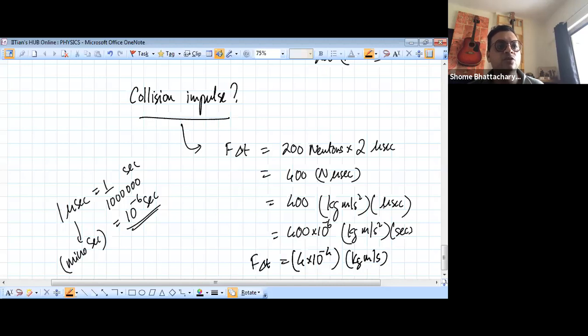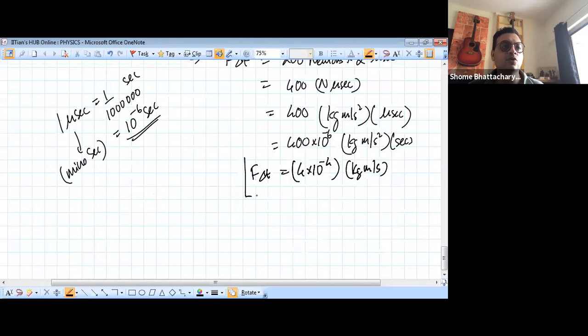Because it is force into time. What is the unit of force? Kg meter per second square, and into time is seconds, so it becomes kg meter per second. So that, as we will see later, is the SI unit for the quantity impulse. So this is what we mean by impulse.